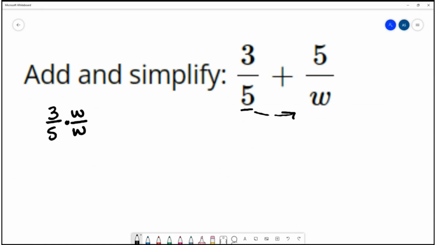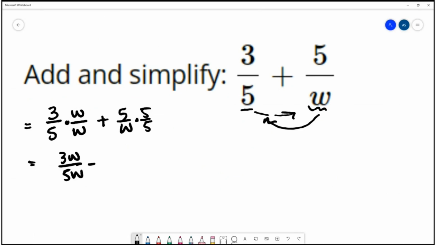So W over W is the same thing as 1. 1 times anything is just itself, so I'm allowed to multiply this W over W times 3/5. And then I'll take the second fraction, which is 5 over W, and I want to make it have the other denominator by multiplying by 5 over 5. 5 over 5 is the same thing as 1. 1 times anything is still the original fraction, so I'm allowed to multiply by this form of 1. So this gives 3W over 5W plus 25 over 5W.